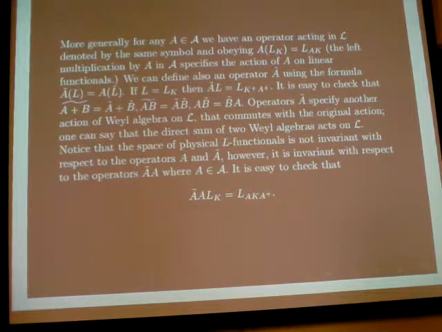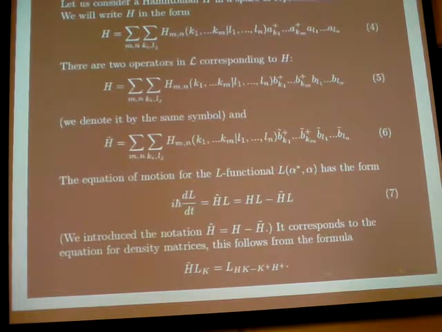So, not very surprising that now you can really get equations of motion for L functions. Nothing special. Simply you write down the equations that you have for the density matrix, and you have an equation for L functions. You have the Hamiltonian represented in some way, and for L functions you get this equation number 7, where you have H and H tilde that can be written in a very simple way, equations 5 and 6.